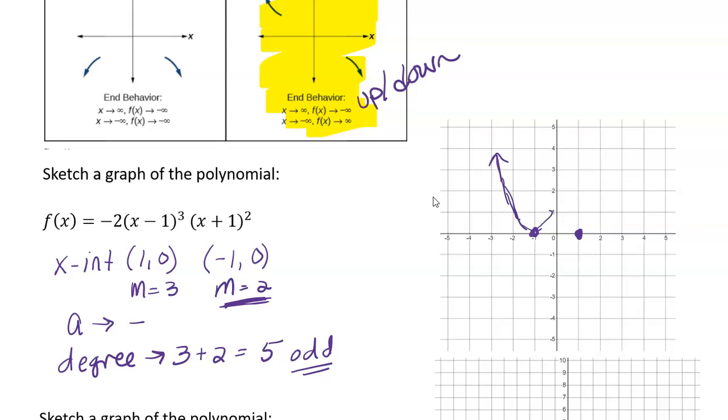So I'm going to have to do something like that, okay. And then on the right side, I have this x-intercept of 1, and I have a multiplicity of 3, and I need this to finish down. So you want that wiggle thing to happen there, like happens with a multiplicity of 3, where it kind of flattens out a little bit. Okay, and then just sketch.